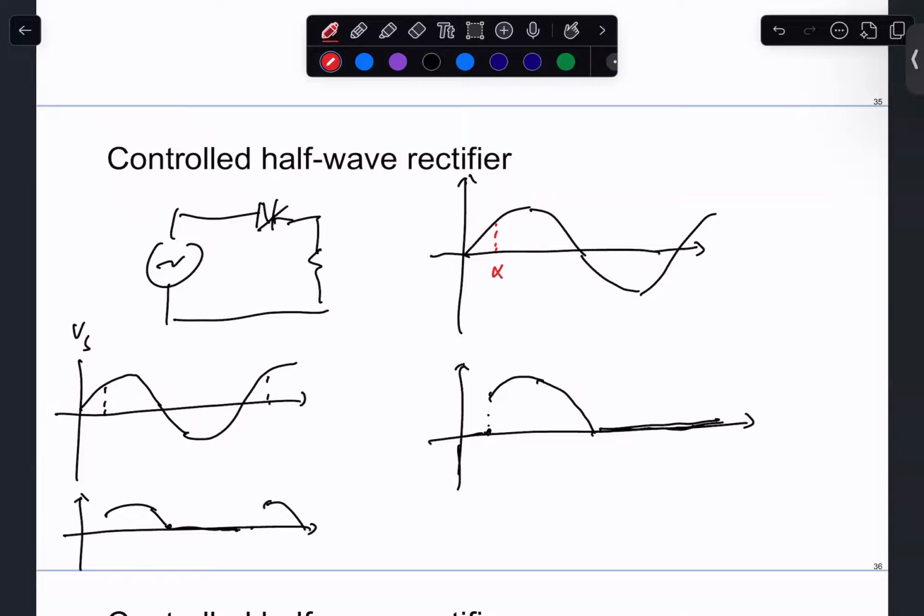This is called alpha, and this alpha is normally describing angles. So it's easier to talk about at what angle it turns on, rather than at what time. It's easier to think of this as an angle going from 0 to 180, and we say something like this SCR turns on at an angle of 30 degrees. So this is just a controlled half wave rectifier.